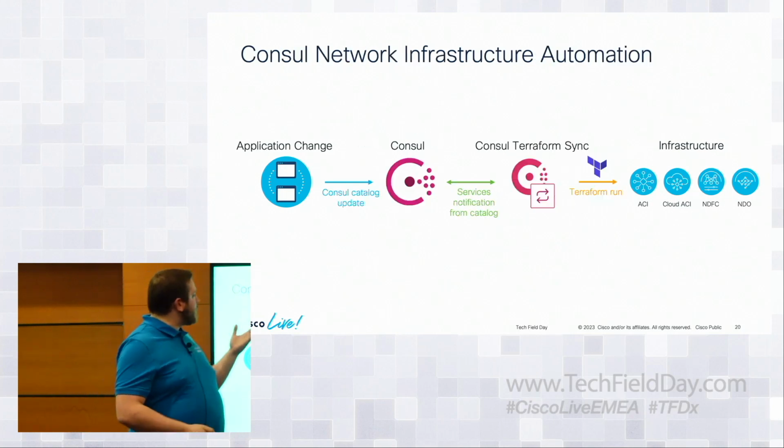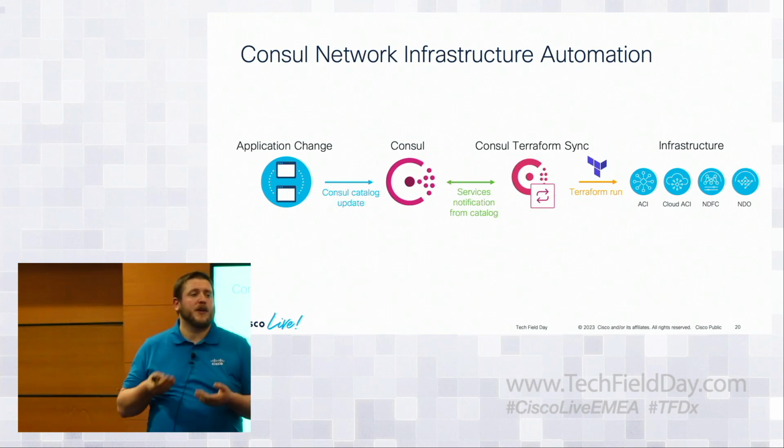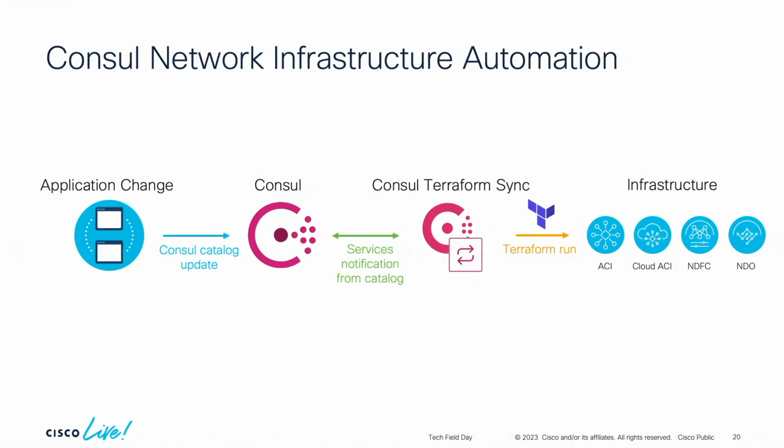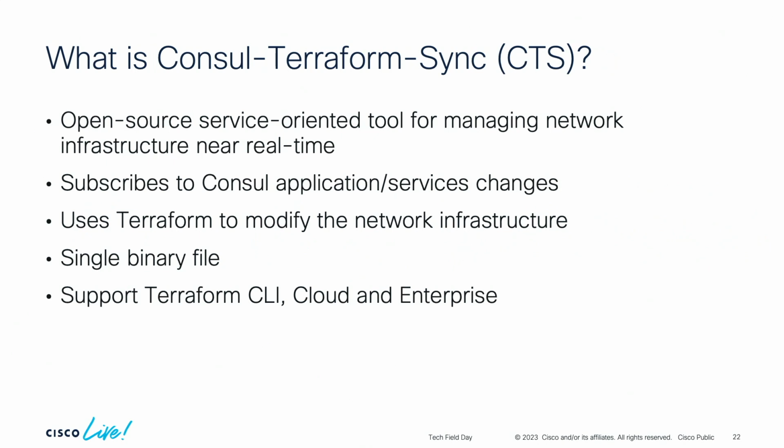The first introduction of that comes from HashiCorp. It's called the Consul Network Infrastructure Automation, and it uses Consul as a service discovery tool and a health checker to know if a service works. When you have an update on the Consul catalog, automatically you can trigger a change to Consul Terraform Sync, and Consul Terraform Sync can then use Terraform to implement change in the infrastructure. Consul Terraform Sync is an open source binary which connects Consul to Terraform and takes that state data from the application, from the service discovery, and makes changes.